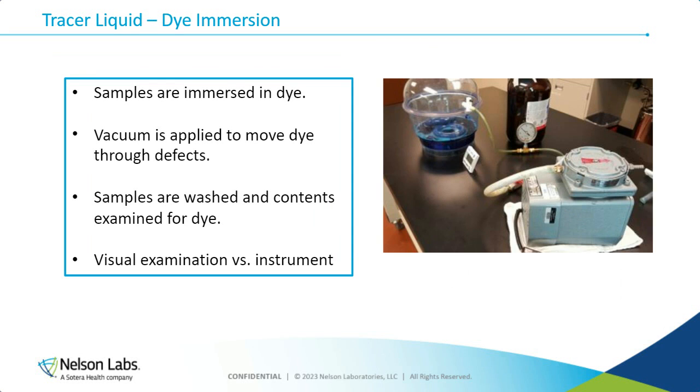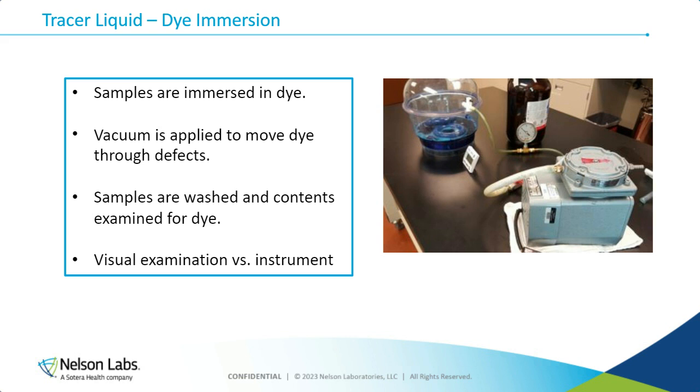Then there's the tracer liquid. This is also a test that we run at Nelson Labs. We use a methylene blue-based dye, and we're going to take our samples. These can be regular samples, just right off the production line. We're going to immerse them in the dye, and then we're going to draw a vacuum, and that vacuum is going to create the pressure differential that'll move the dye in through any defects, and then it'll be inside the container. After we've run our exposure, we're going to wash the samples, get the dye off the outside, and then we're going to look at them and see if the insides look blue.